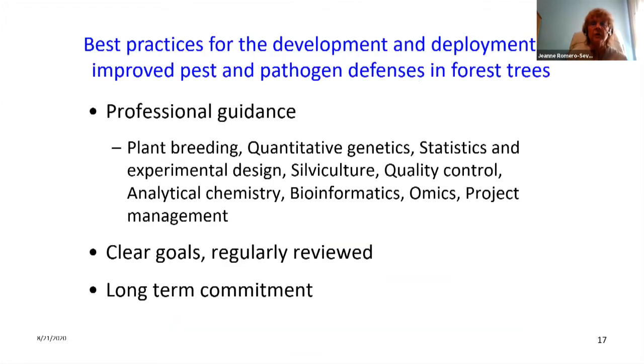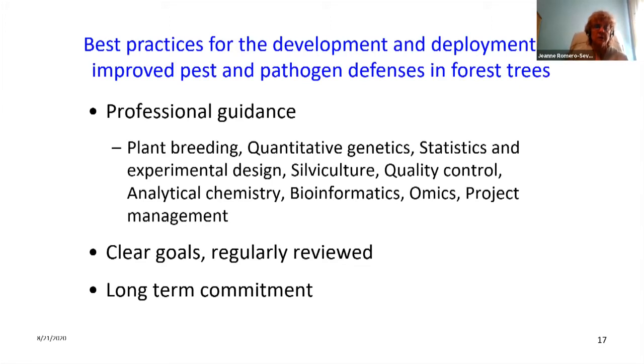Okay, I always end a talk like this with my standard slide of best practices. If you're going to do any long-term breeding program, and you're going to bring in omics, which tends to be a little spendy, you need professional guidance. No program has all of these professional individuals except the private sector. No university program has all of these individuals. We have to go out and find people to bring all the individuals together in a collaborative effort.